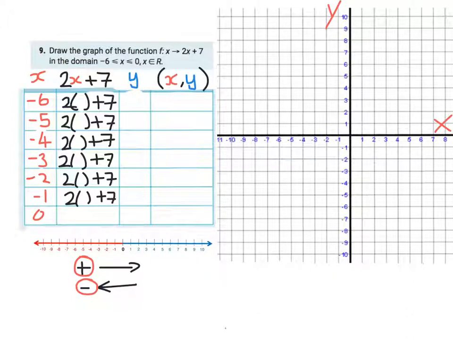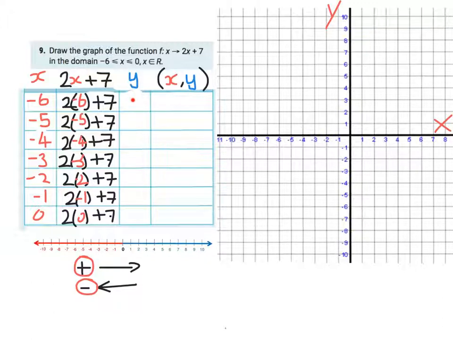Okay, so for the first one, our input is minus 6. So minus 6 is going to go in for x. On our next line, it's going to be minus 5. And so on. A different number each time into those brackets. We want to now figure out what our y coordinate is going to be, which is over here. So this is basically the answer from the rule, from putting the input into the rule. What's the answer going to be?